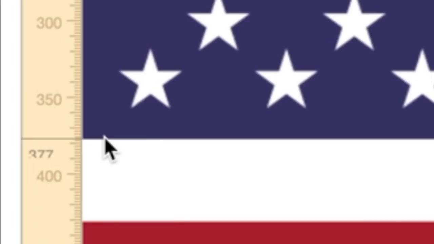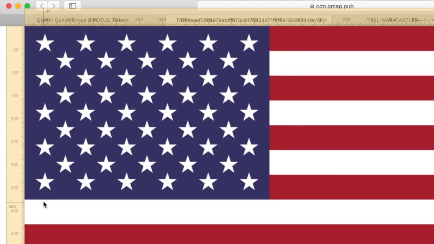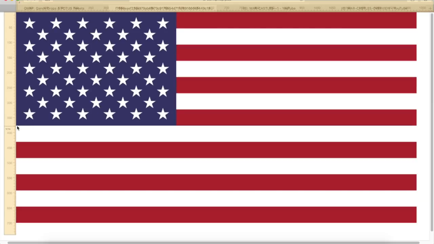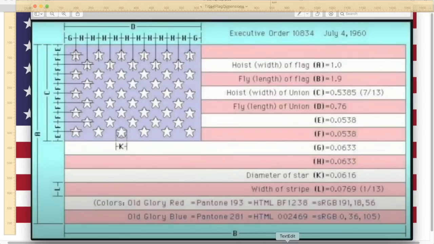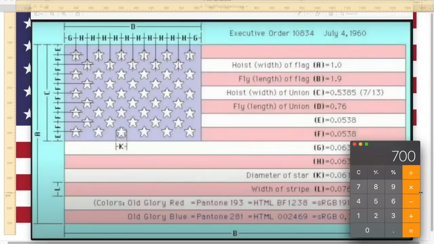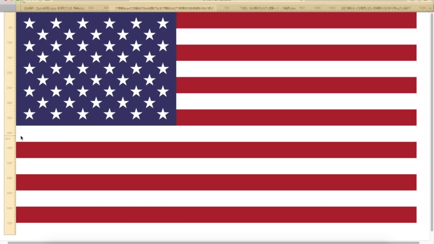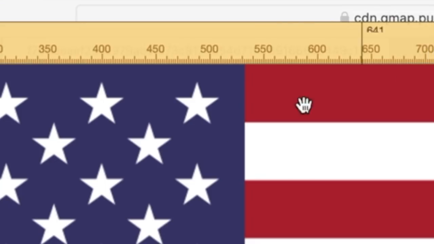Exactly 377 from the top of the blue box to the bottom of the blue box. So next we're going to measure left of the blue box to the right of the blue box, which is also called the Union. So the fly length of the Union is 0.76. We'll go back to our calculator. 700 times 0.76 equals 532. So from here to here should be 532. Let's see. And it's exactly 532. This is a Title IV flag.